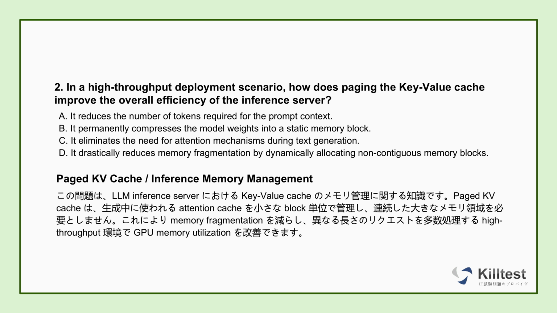Question 2. In a high-throughput deployment scenario, how does paging the key value cache improve the overall efficiency of the inference server? The correct answer is D. Now, this is a brilliant computer science trick. Yeah. Without paging, a server tries to store a user's prompt in one massive continuous block of memory. But prompts are all different lengths. Exactly. So you end up with these unusable gaps everywhere. Paging the key value, or KV cache, breaks that memory into small, non-contiguous blocks.